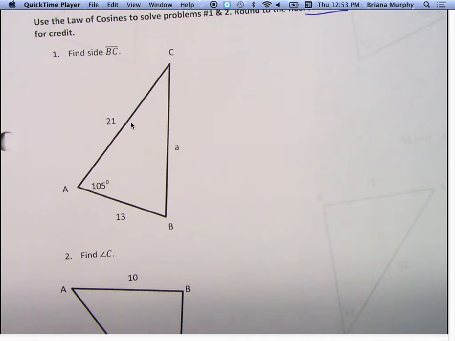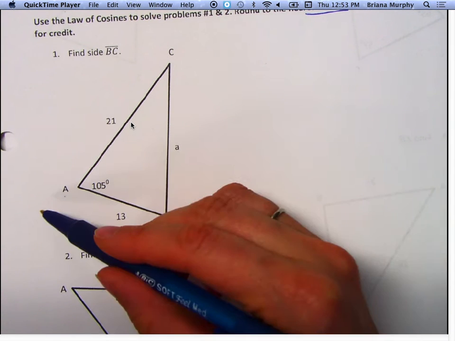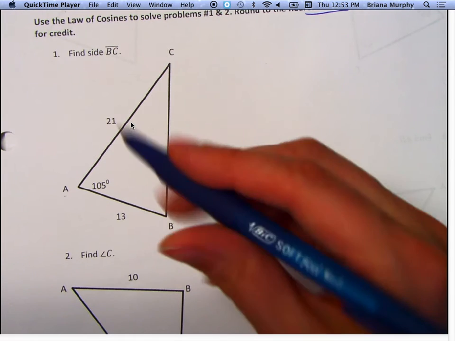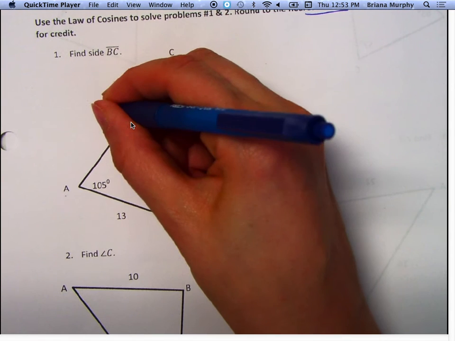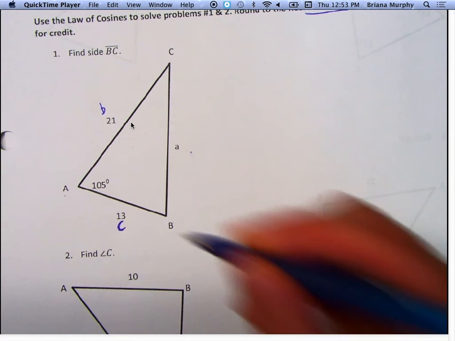The first thing I'm going to do is look at this triangle and label all of my sides. I have angle A and little a. See how they're across from each other? They're opposite. Little b is on the other side, and we have angle C, and little c is across from it.